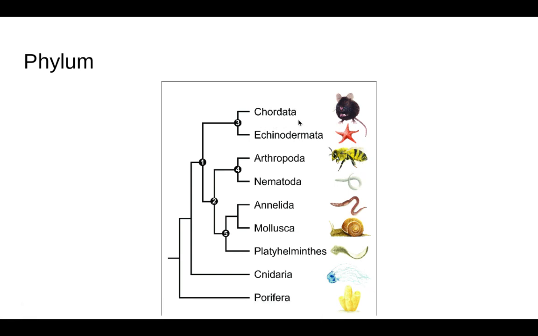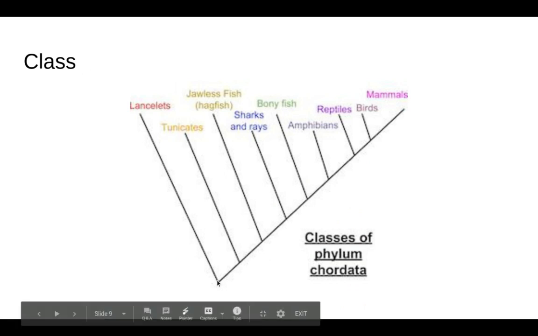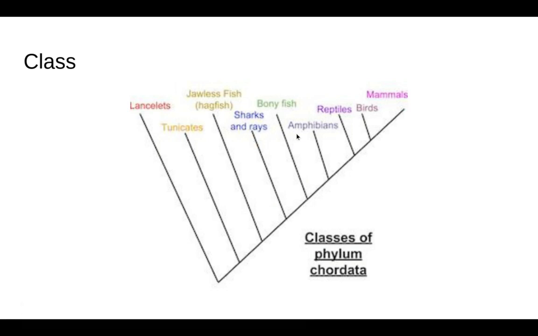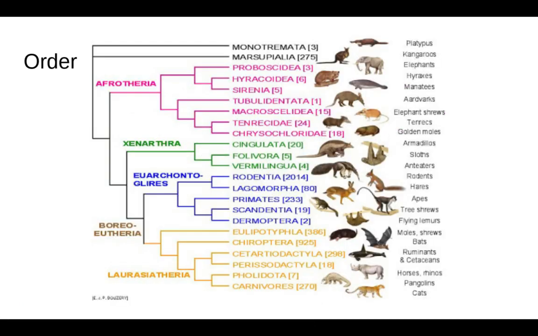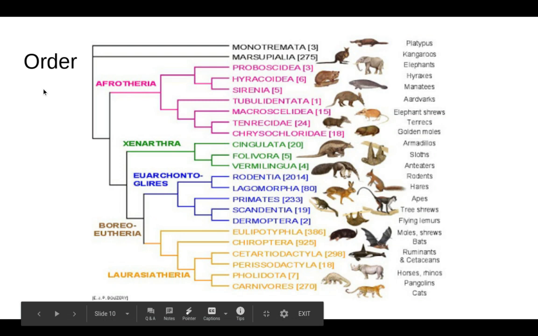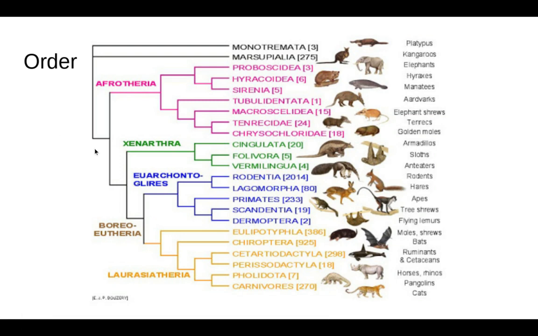Chordata means it has a spine, it has vertebrae. Vertebrae are the bones in your back which protect your spinal cord. So we're going to go with Chordata. And then these are all the different Chordata: fish, sharks, amphibians, reptiles, birds, but we're going to go with mammals. These are all the different types of mammals, and this is now the order. So why don't we go all the way to primates? We're going to go to primates.